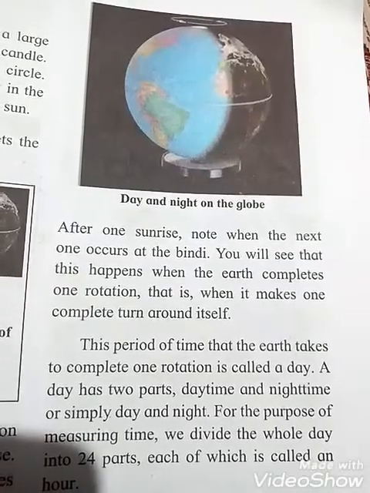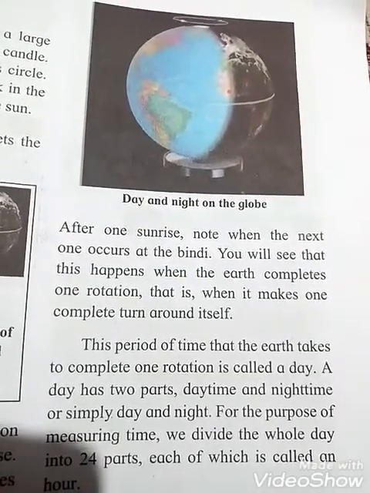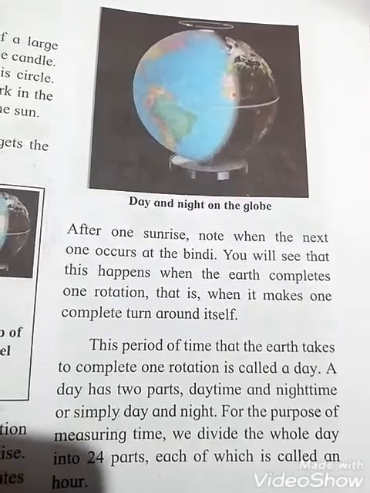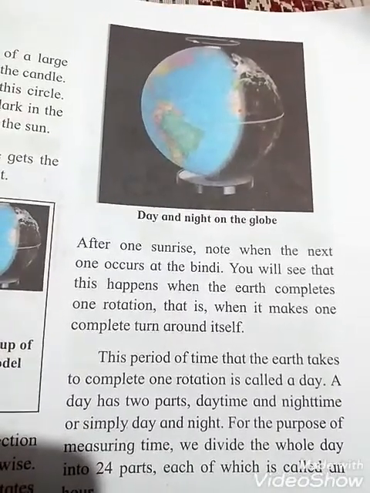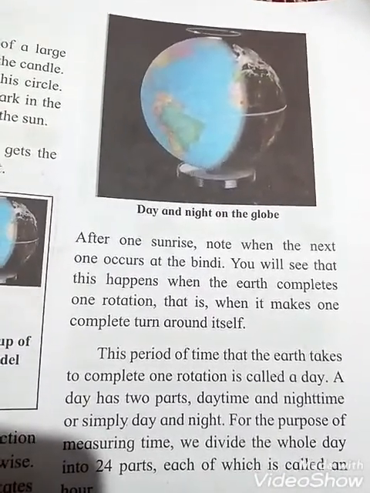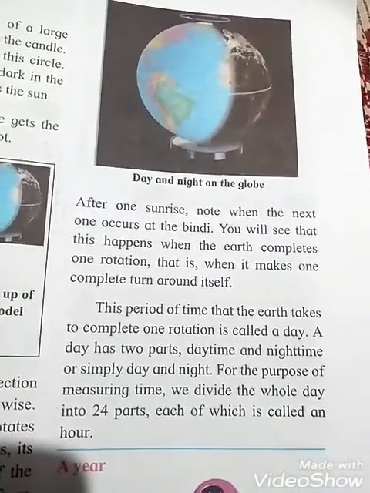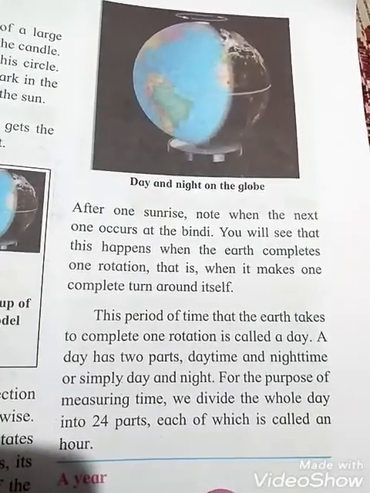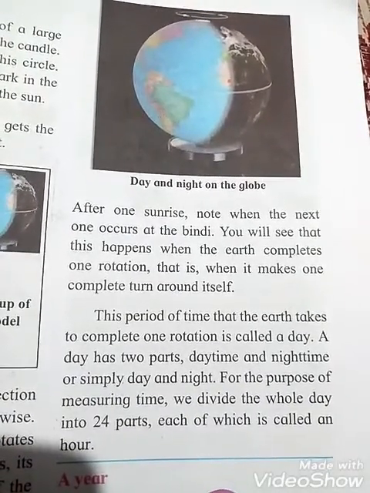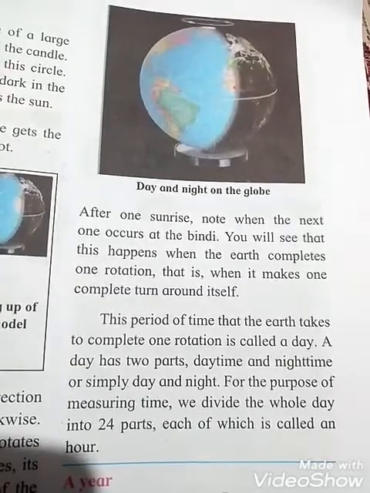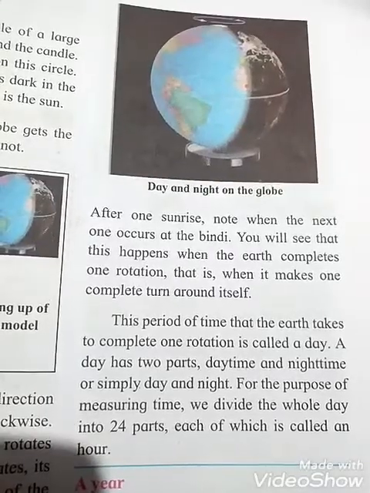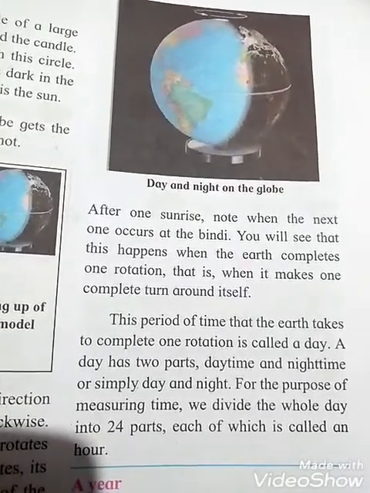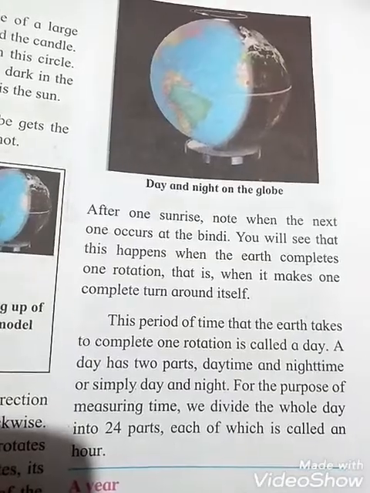Students, a day has two parts: daytime and night time, or simply day and night. For the purpose of measuring time, we divide the whole day into 24 parts, each of which is called an hour. So in one day there are 24 hours, 12 hours of day and 12 hours of night.